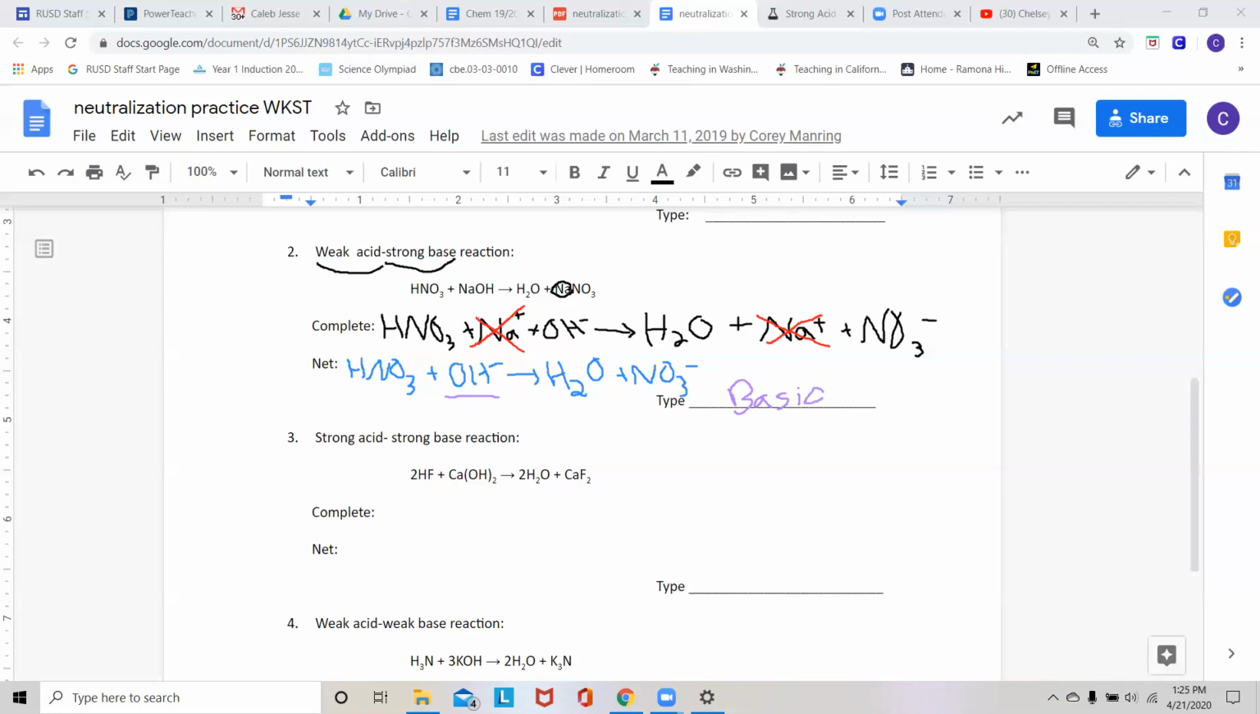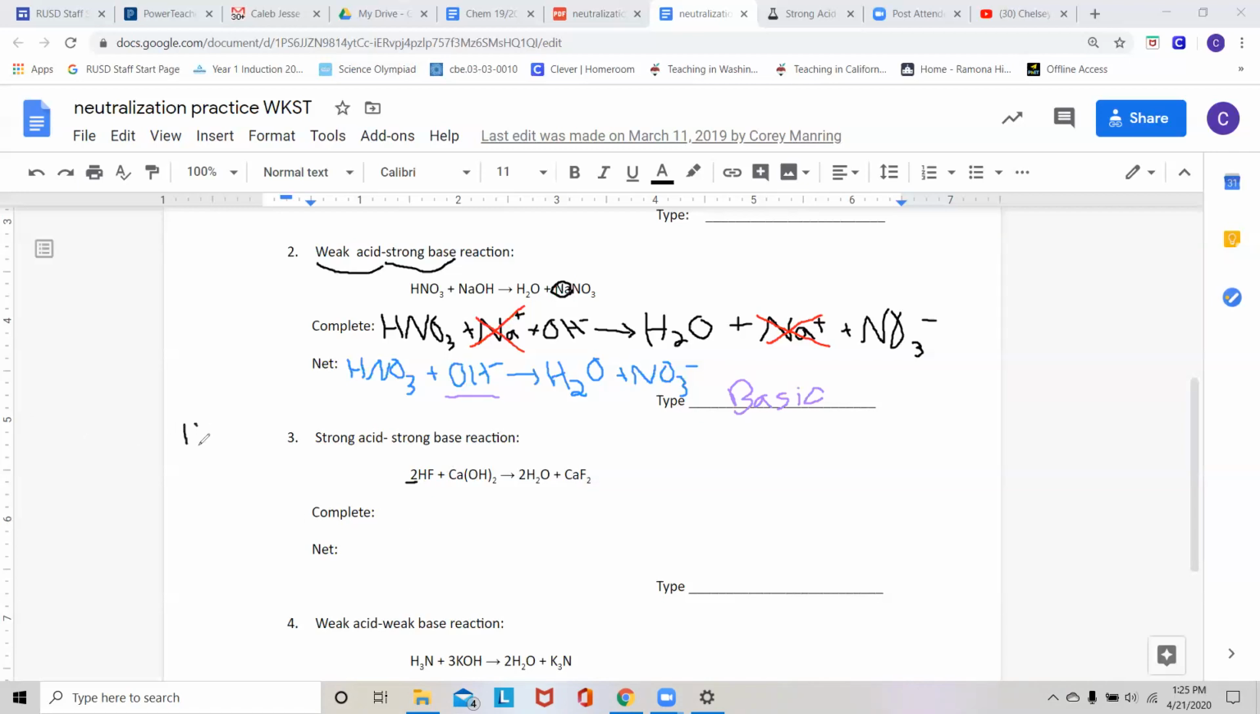So moving on to problem number 3, when we have a strong acid reacting with a strong base. Now, in this one, when you have a strong acid and a strong base, both the acid and the base are going to ionize completely in water. So you automatically start splitting stuff up. Now, for this, we have HF. So when we're writing our complete ionic equation, we need our H plus and our F minus. But you see this 2 here. That means that we have 2 molecules of HF.